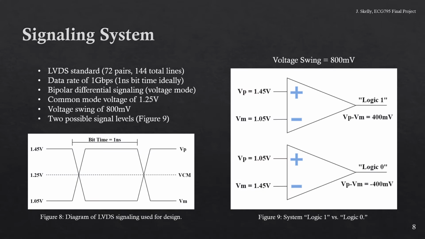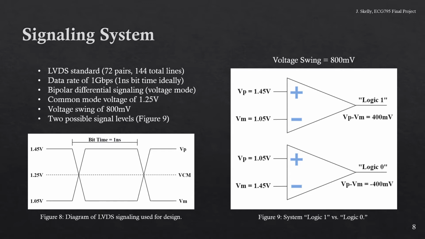The design uses the LVDS signaling standard with a data rate of 1 gigabit per second. Voltage mode bipolar differential signals are used for noise immunity, and a voltage swing of 800 millivolts is selected to limit the effects of independent noise sources. There are two possible signal levels which can be observed in Figure 9.